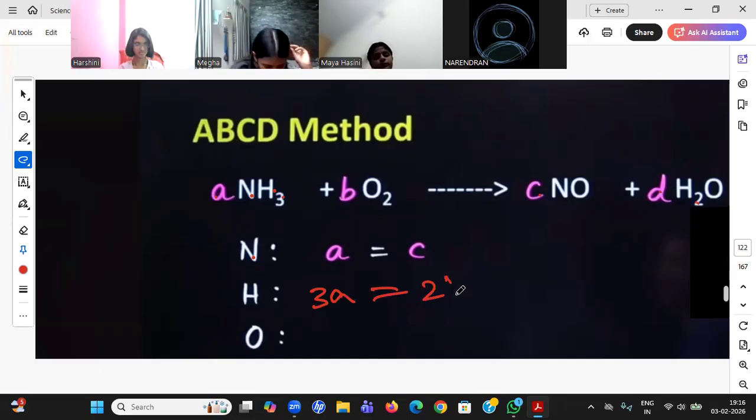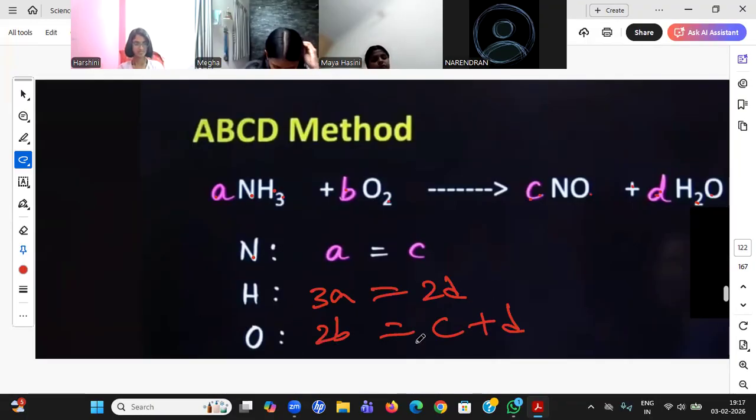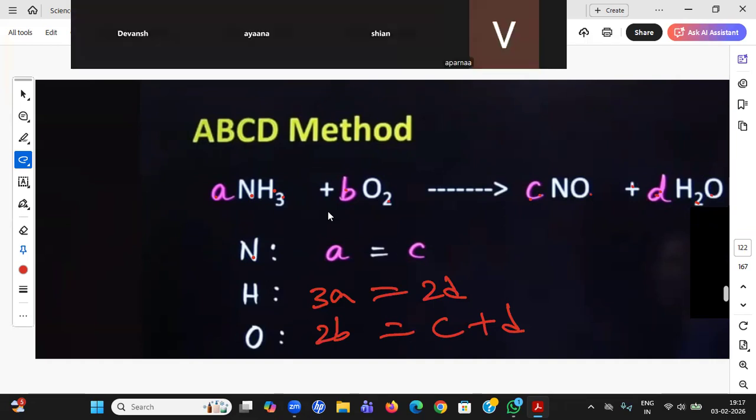2 into D, 2D. Oxygen: B into 2, 2B, equal to C into 1, C, plus D into 1, D. Understood? I have done 2 steps. First step, I have written A, B, C, D. Second step, for each element I have written the equation. The equation looks like this. Tanushri, are you following, student?